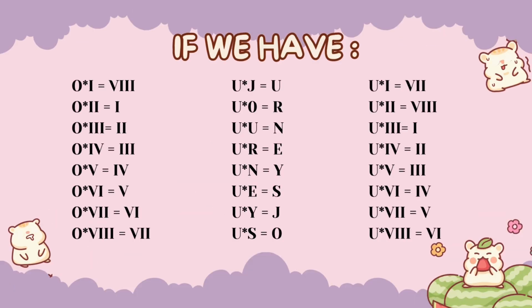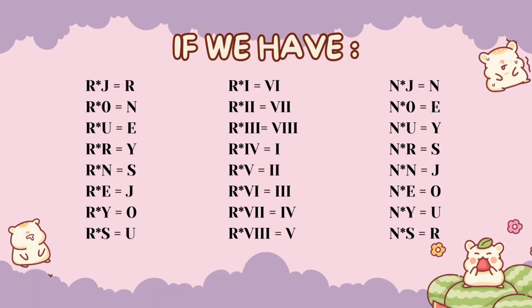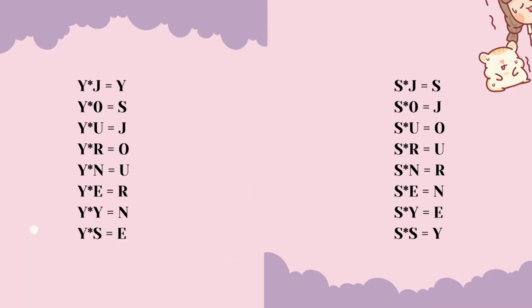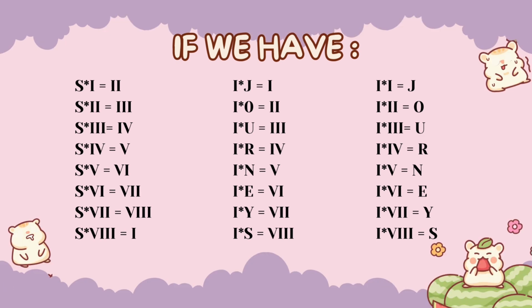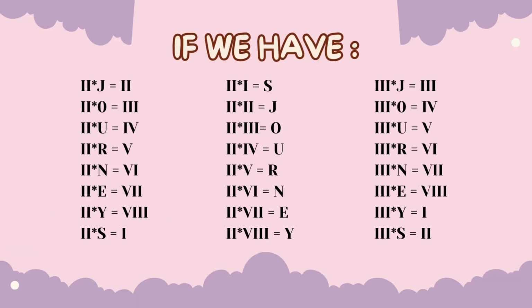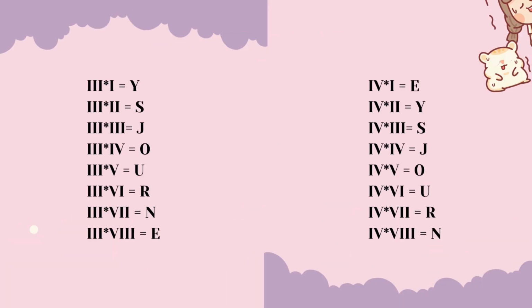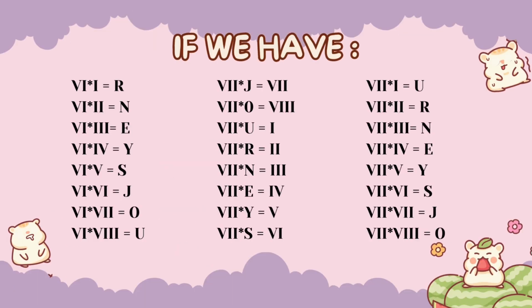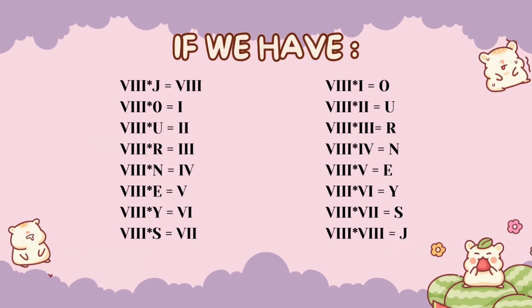And we'll just continue to operate the different moves. As you can see here, we operate all the letters. We have the letter R, N, letter E, and here letter Y, letter S. And from the Roman numeral 1, number 2, number 3, number 4, number 5, number 6, number 7, and for the last one, we need to operate the Roman numeral 8.